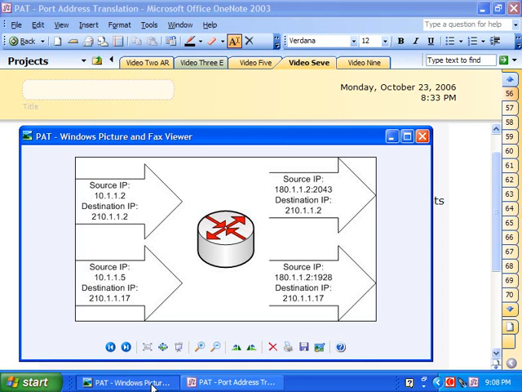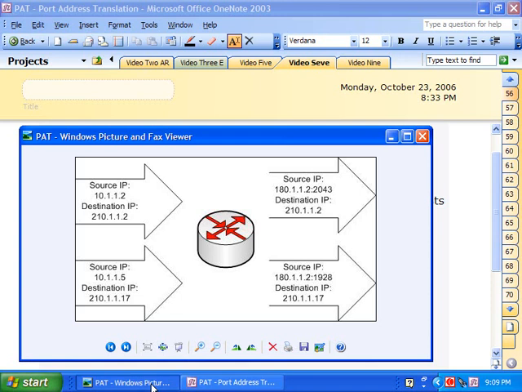Now notice that the source IP address of the packets leaving the router is the same, 180.112, but the port numbers are different. The packets from 10.112 have been translated to the IP address 180.112 port 2043, and the packets from 10.115 have been translated to 180.112 port 1928.